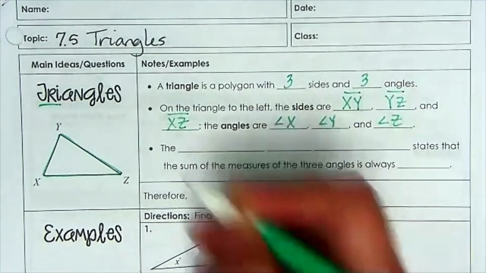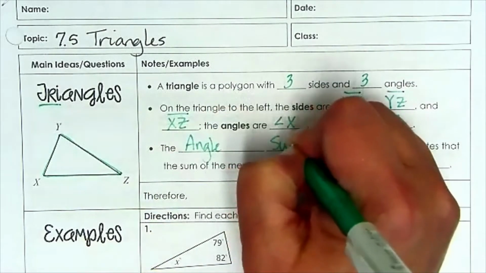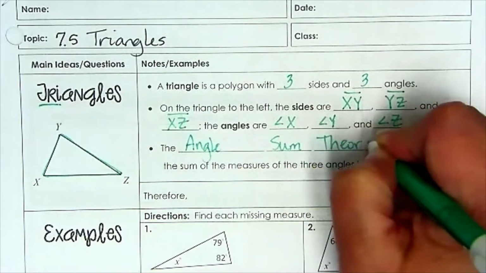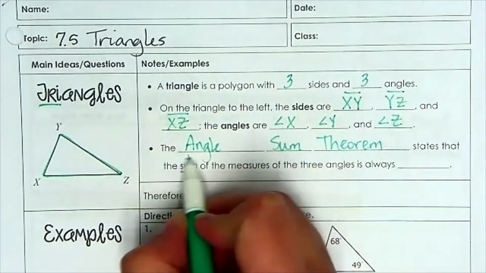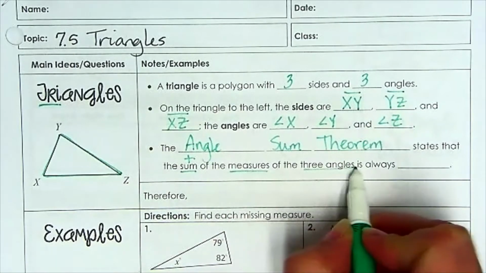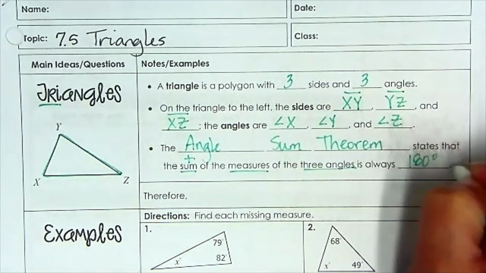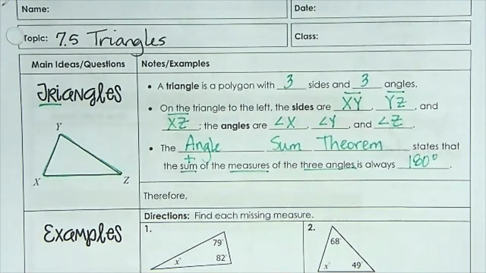Now, the angle sum theorem states that the sum, which is the adding of the measures of the 3 angles, is always 180 degrees. So when I add all the angles up, it's got to equal 180 degrees for triangles. Most of us already know that. Okay, so let's work a couple of examples.